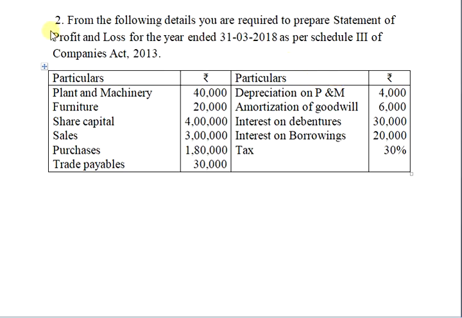Now moving on to the second question. From the following details, you are required to prepare the statement of profit and loss for the year ended 31st March 2018 as per Schedule 3 of the Companies Act 2013. So preparation of the statement of profit and loss is always as per which schedule? Schedule 3 of the Companies Act 2013.